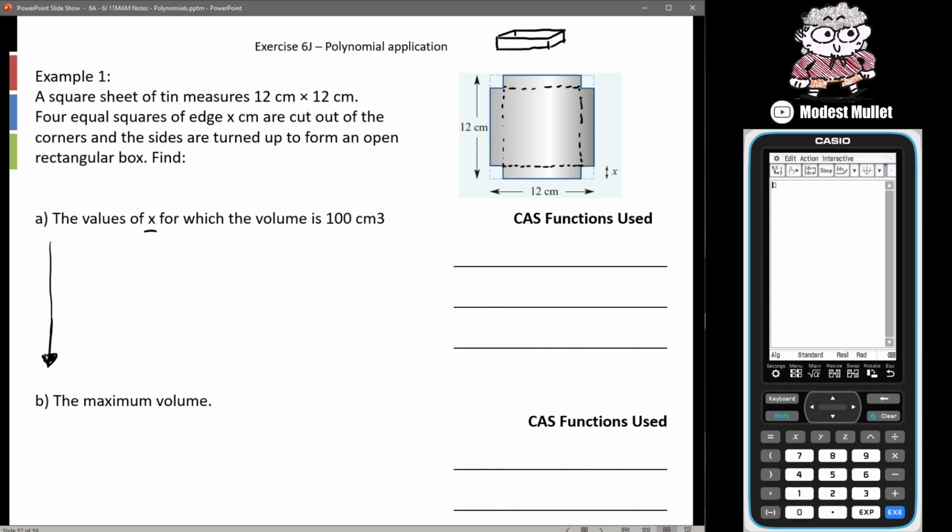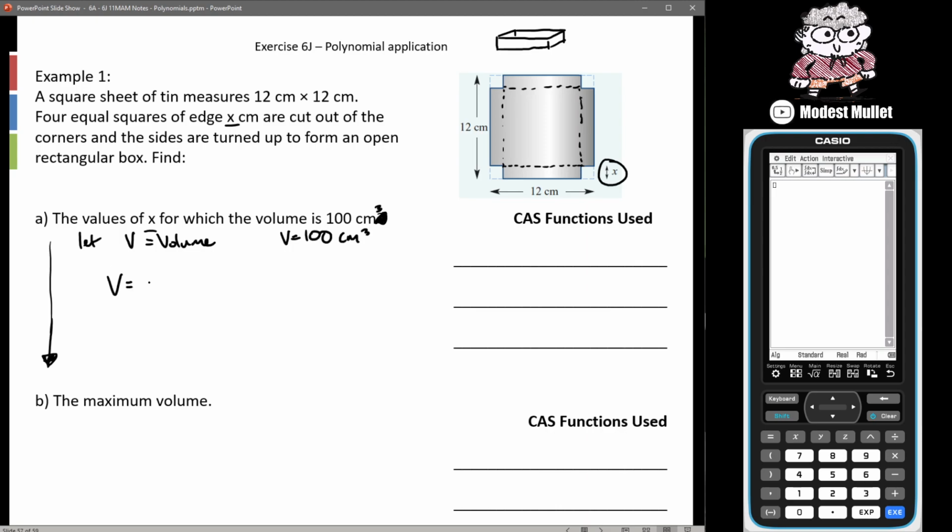So first off, we need to find an equation. Now we're already told that this edge here is called x, so we don't need to define that at all. We're going to let V equal the volume, and we're told that V is going to equal 100 centimeters cubed. That should be cubed, by the way. What else do we need to do? Well, we need to make the equation.